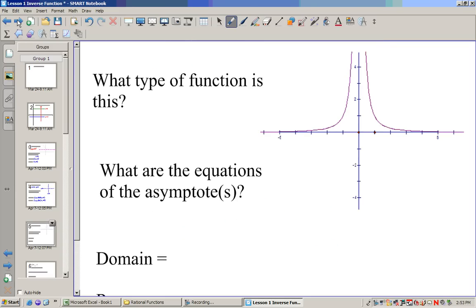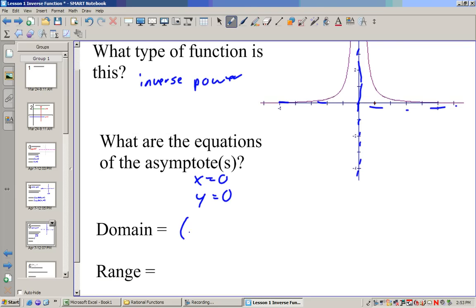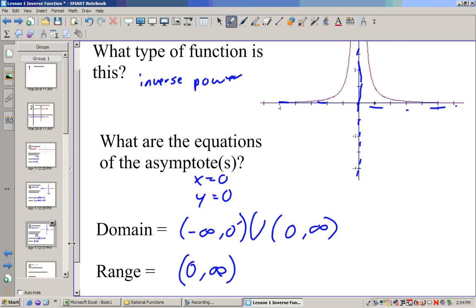Alright, what type of function is this? This is again an inverse power. The equations of the asymptotes will be the exact same. They're the two lines, so x equals 0, y equals 0. Here the domain is the same as the previous problem. And my range now just goes from 0 to infinity, but not including 0, and of course not including infinity.